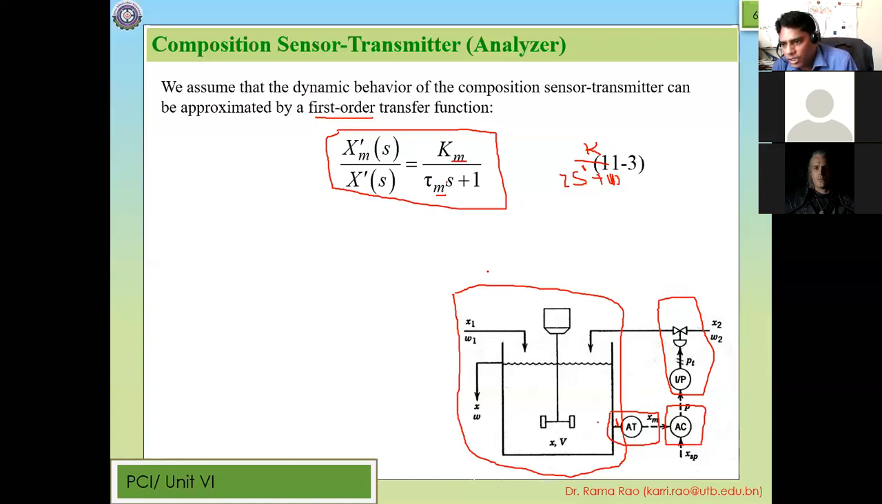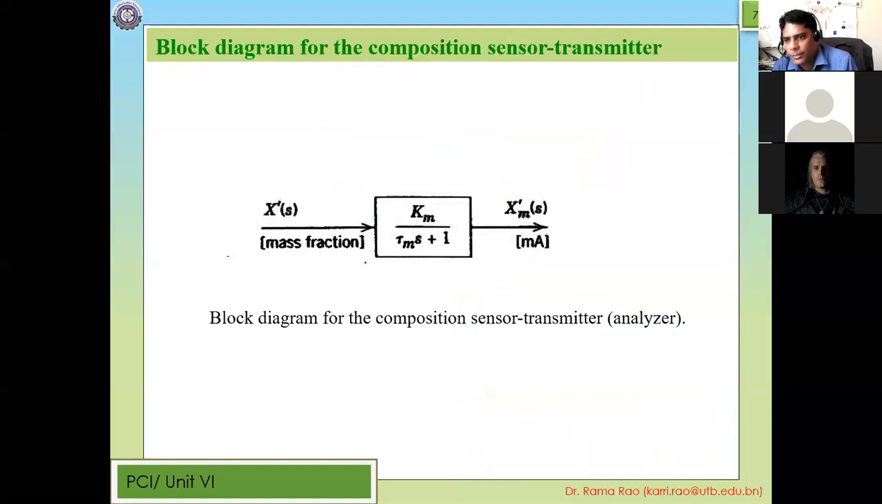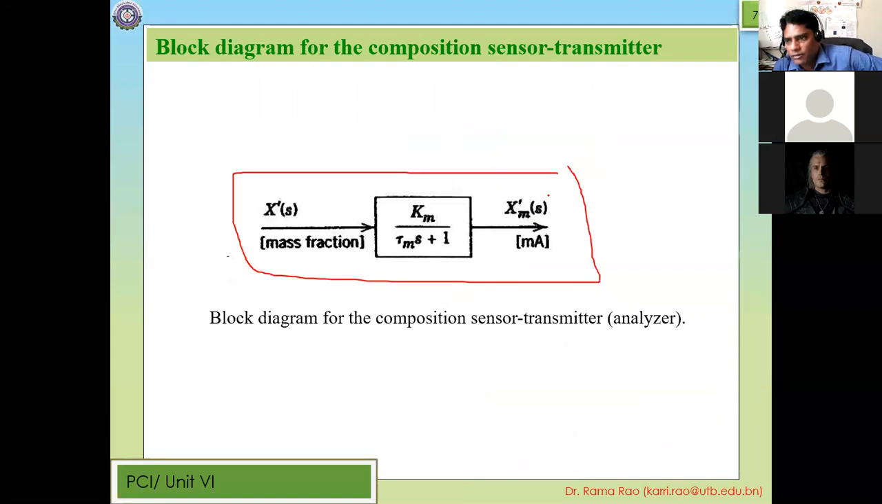So far what we have done is we drew a transfer function for the process, and we also got the transfer function for the transmitter. Now let's move to the next component, which is your controller. This is the block diagram for the transmitter. We have the output, this is the input, and this is the transfer function for the corresponding transmitter, where Km is the steady state gain of the transmitter and tau m is the time constant for the transmitter.